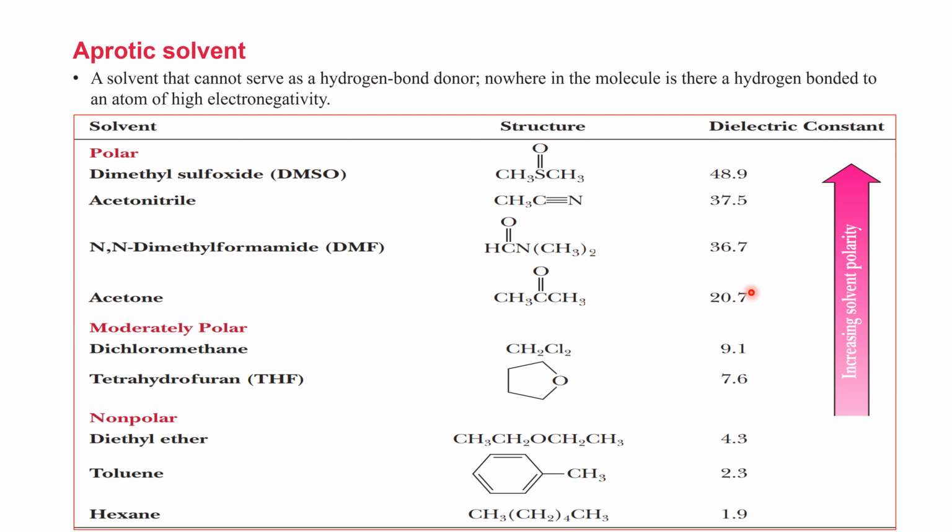If you look at their dielectric constant values, they are above 15, right? But one thing you have to notice is that this oxygen is not bonded to a hydrogen. There is no hydrogen in the molecule bonded to a highly electronegative atom, so this is not a hydrogen bond donor. Next are the moderately polar solvents: dichloromethane and tetrahydrofuran, THF, with dielectric constant values less than 10. And then the non-polar ones are diethyl ether, toluene, and n-hexane, whose dielectric constant values are below 5.